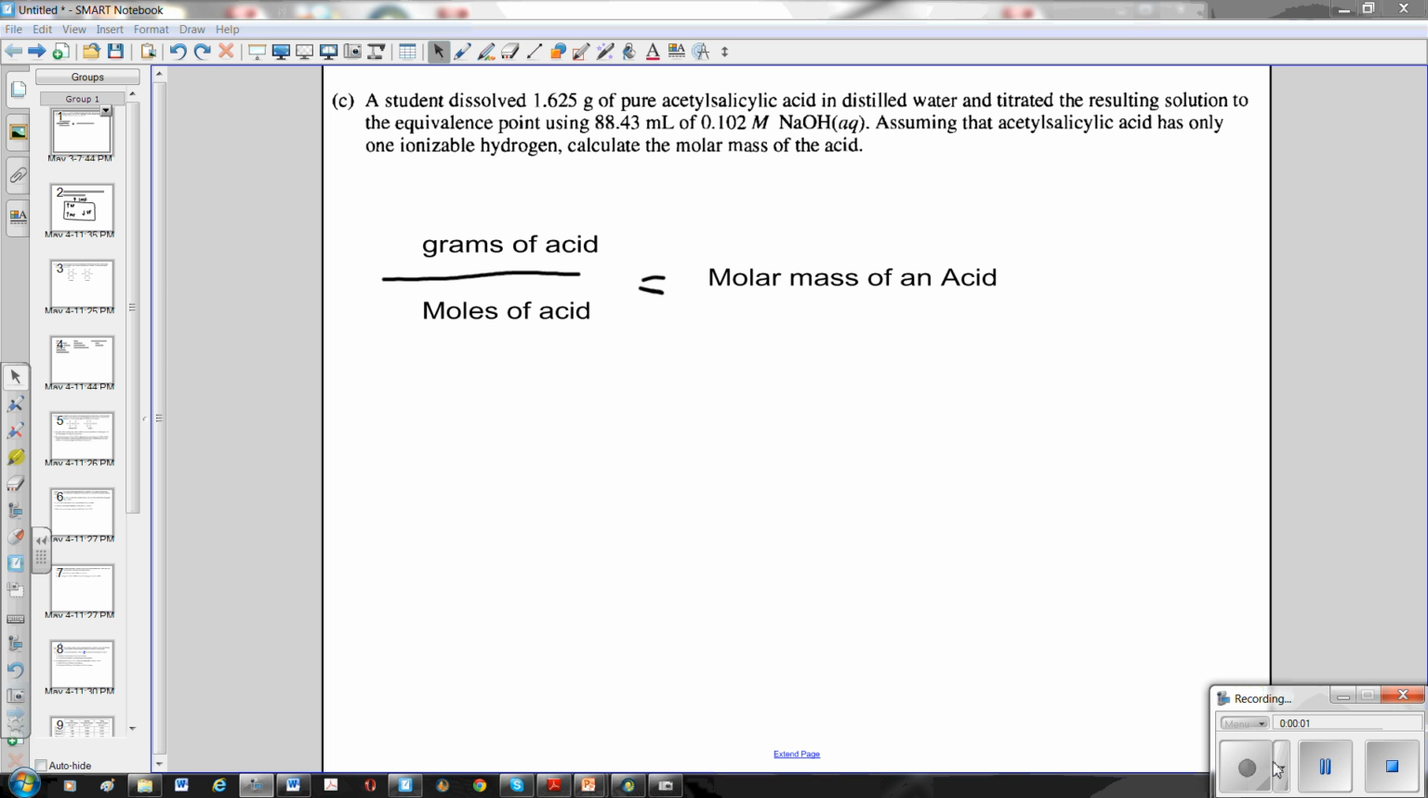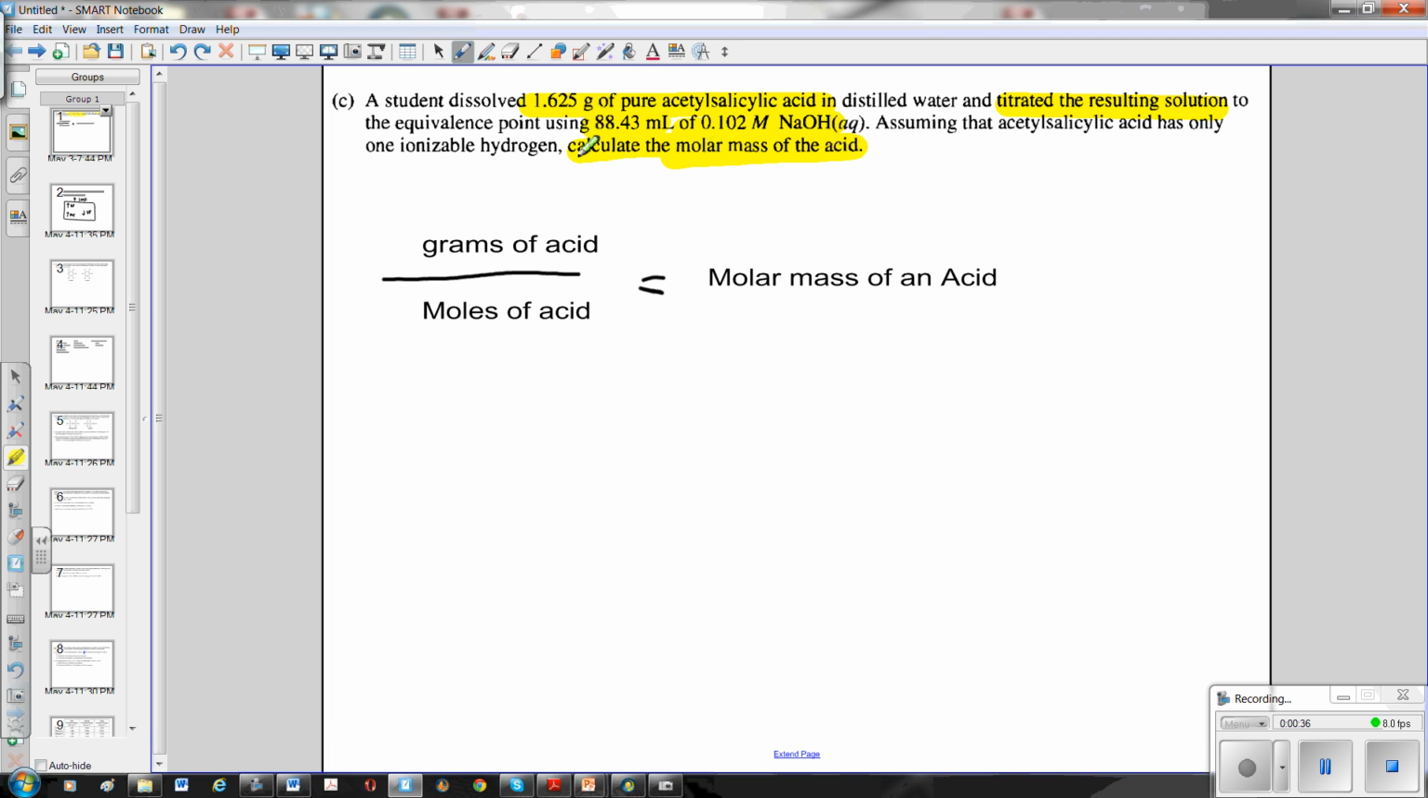Alright, before I start on intermolecular forces, one thing I was looking over that I didn't remember going over was how to calculate the molar mass of an acid. If they give you a problem like this, they say a student dissolves 1.65 grams of acid in distilled water and then titrates it using 88.43 milliliters of 1.102 molar NaOH. They want to know what the molar mass of the acid is.